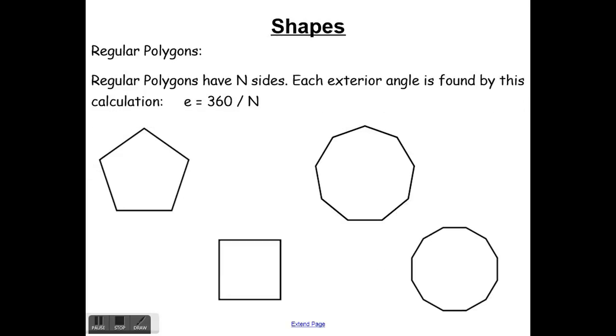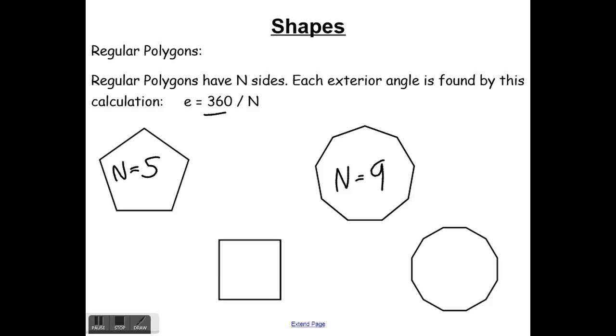So now for some math. Regular polygons have n sides, n being however many sides they have. A pentagon has 5 sides, so n would be 5 in this case. This is a 9-sided figure, so n in this case is 9. So n is just how many sides your polygon has. Each exterior angle is found by this calculation: your exterior angle E equals 360 divided by n. So E equals 360 divided by 3.